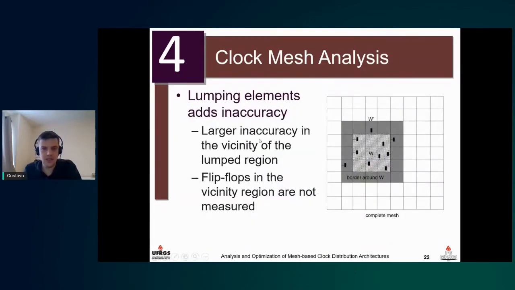So the fact that we are lumping those elements is going to add inaccuracy. So the solution we found for that was to create a border around the window, inside which we will have a more accurate model of the clock mesh, but we won't be measuring the delays of those elements. So the inaccuracy lives in the boundary of the window, so we are basically discarding that and trying to measure delays only for the inside part of this window.